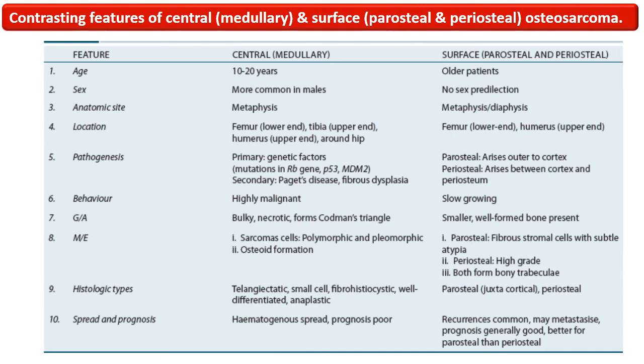The central variety spreads through the blood and the prognosis is poor, while in the surface variety of this osteosarcoma, recurrence is common, and they can metastasize, but rarely. Prognosis is very good especially for the parosteal osteosarcoma, and a bit worse for the periosteal, as these periosteal osteosarcomas are grade 2 tumors.